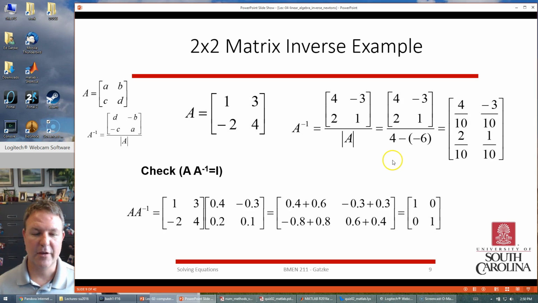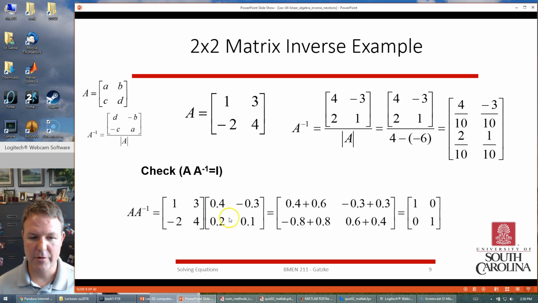No, because we need to check. Is A times A inverse equal to the identity? That's easily done. You take the original matrix and multiply by the inverse. You do this row dotted with this column to get something, and that should be 1. This row dotted with this column, you dot those vectors together, and that should be 0.